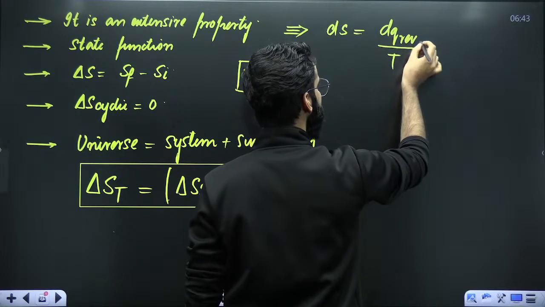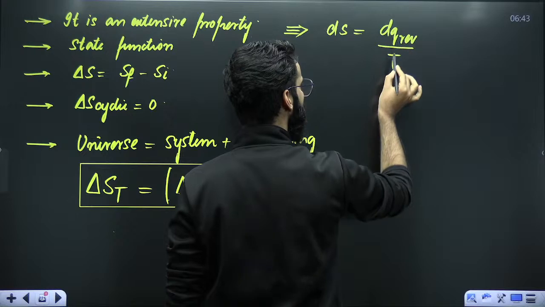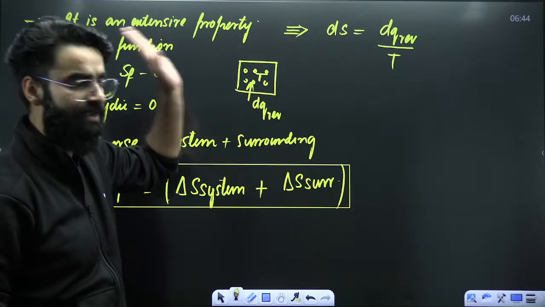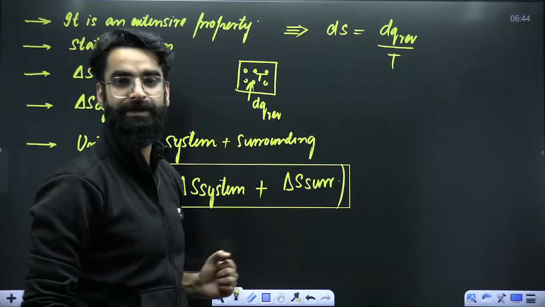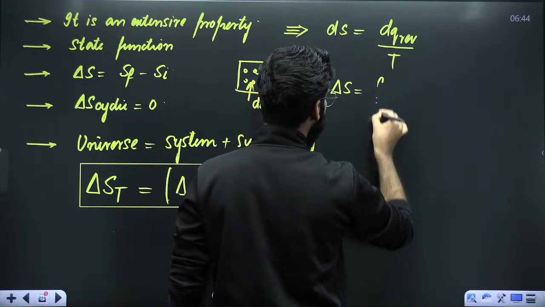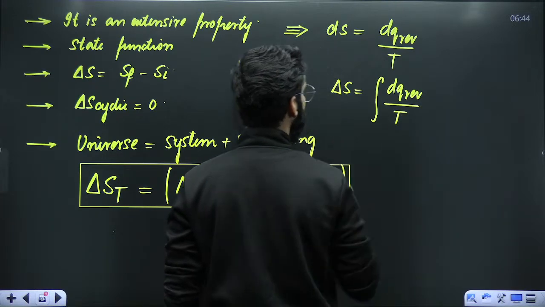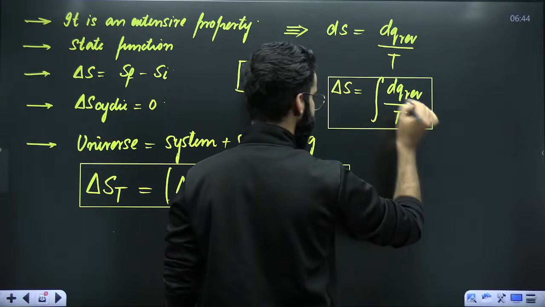dq reversible is the amount of heat absorbed or released by the gas reversibly when the gas is kept at a temperature T. This is the mathematical definition of what? Of entropy change. This is how you calculate small change in entropy. If I ask you how do we calculate the total change in entropy, you just need to integrate. Integration of dq reversible divided by T, right? This is how you calculate the total entropy change basically.